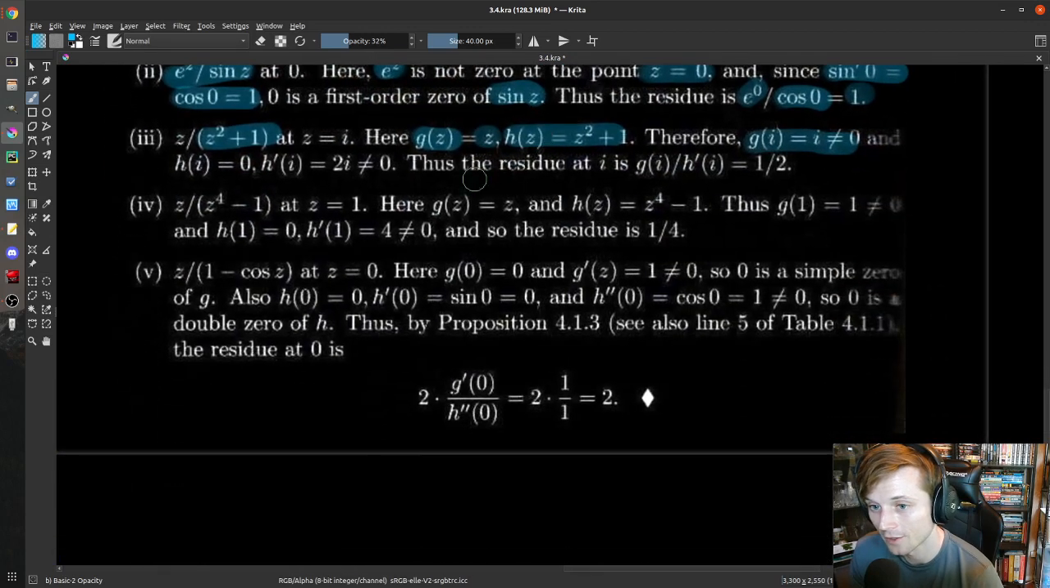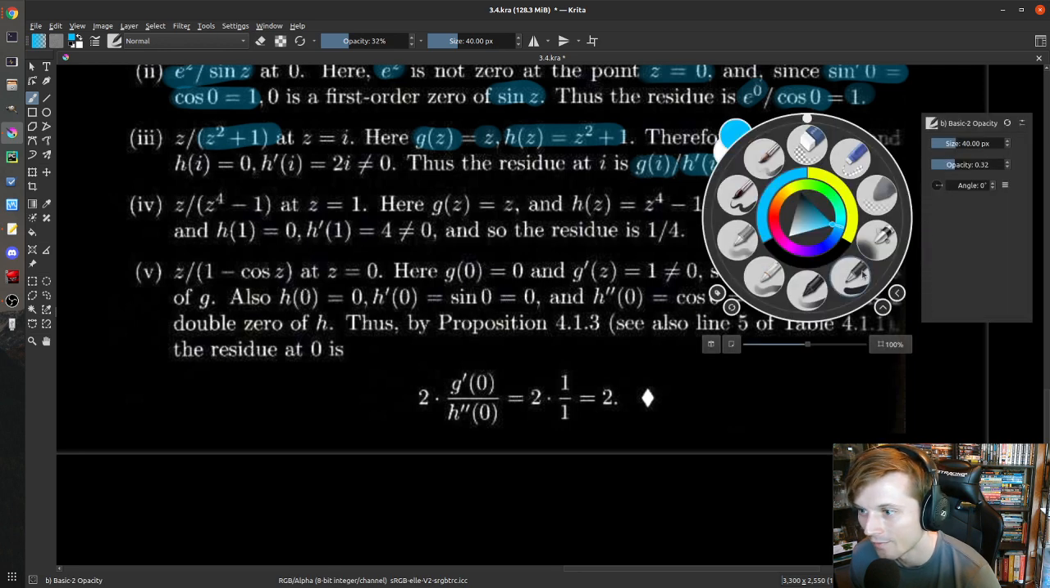Okay, so top function, non-zero. Bottom function, plug in i, well, we're going to get 0. h prime of i, well, it's 2z. Plug in i, 2i. That's non-zero. So the residue is top function evaluated at i divided by bottom function's derivative evaluated at i. That is 1 over 2, and they have missed something.